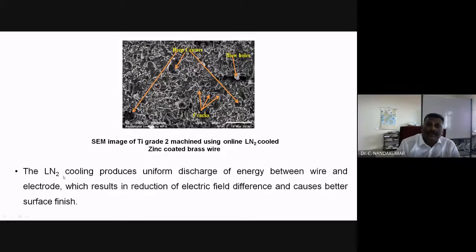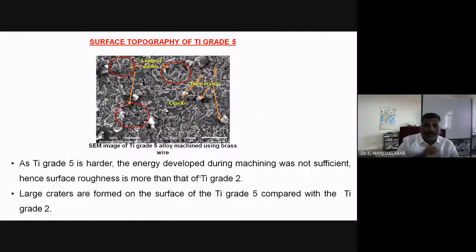And then the cooling produces uniform discharge, because when you are using the liquid nitrogen, the discharge of energy is uniform between wire and electrode, which results in the reduction of electric field difference and causes a better surface finish. Similarly, we carried out the same images on the surface topography of titanium grade 5.